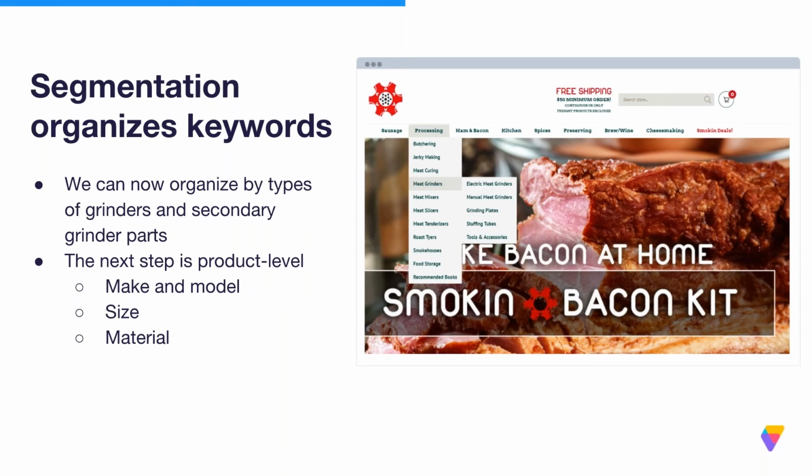So let's take this same site one step further. We can now organize those subcategories. So in this instance, we've got different types of grinders and secondary grinder parts. From here, the next step would be that product level where you would specify details like the make, the model, and the material. And this level of segmentation doesn't necessarily apply to every site, but it's just an example of how deep you can go. These are designed to show that when you naturally segment your product, you open it up to selecting the most logical keywords for your website.